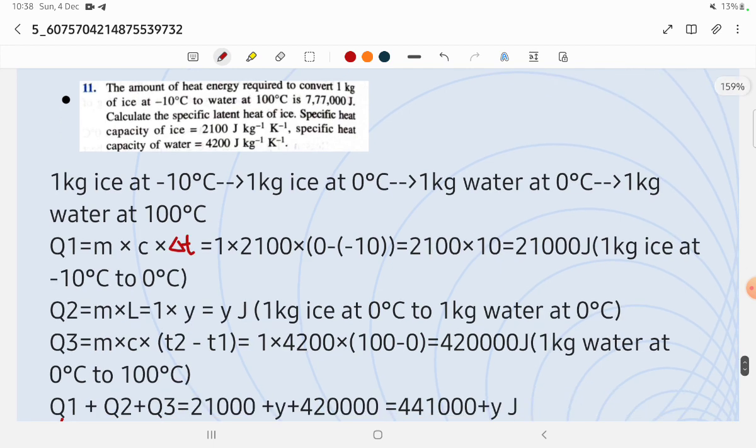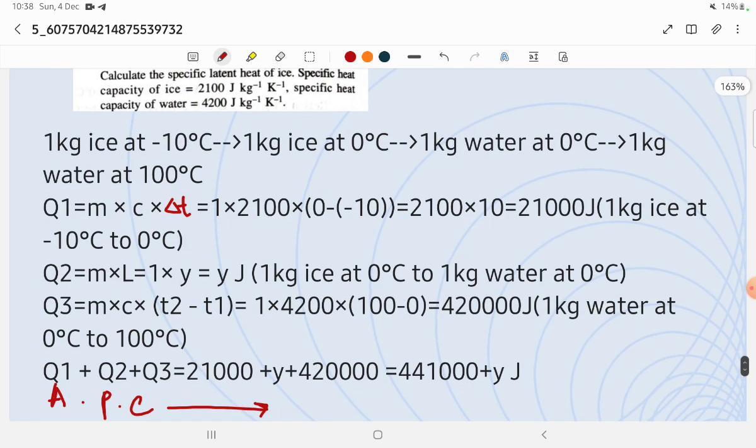So first, that is Q1, the amount of heat energy to convert 1 kg of ice at -10 to 1 kg of ice at 0. So the temperature of ice will be increased from -10 to 0. Here mass will be taken as 1 kg. Specific heat capacity of ice should be taken, not water, because the state is ice. That is 2100 into the change in temperature. So we got this.